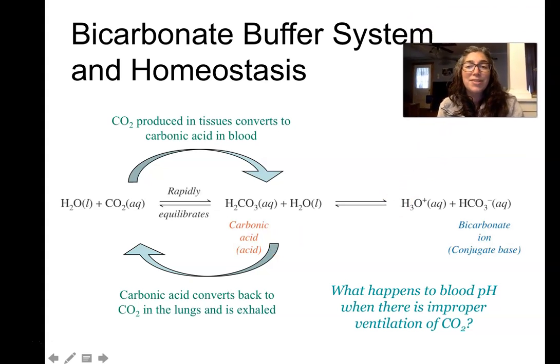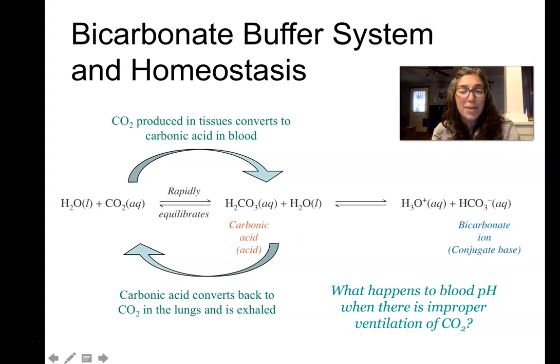So an important buffer system in our blood is the bicarbonate buffer system, and it helps us to neutralize the acid that's formed from carbon dioxide and water in the blood. So at the very first slide, I talked about soda and how carbon dioxide, when dissolved in water, forms carbonic acid, and carbonic acid is an acid, and so it would react with water to form hydronium ions.